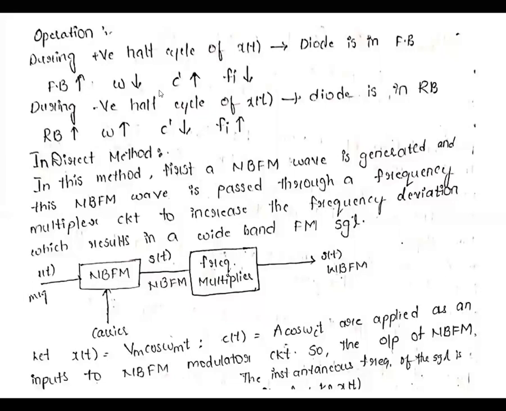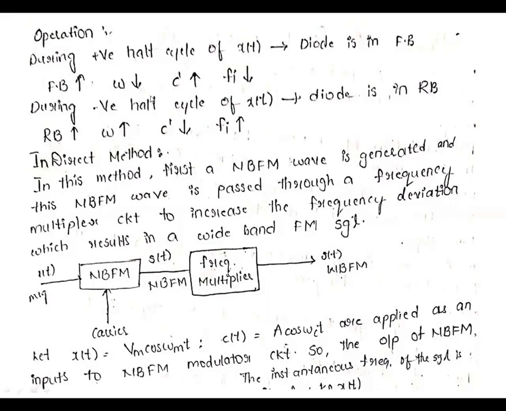During the positive half cycle of the MOFT signal, the diode is in the forward direction. When the diode is in the forward direction, the depletion region of the diode decreases, because forward direction means the diode has to be used as a conductor. So at the conductor, the depletion region should decrease, a narrow depletion region.